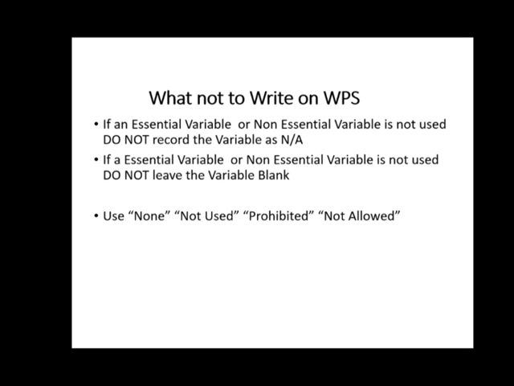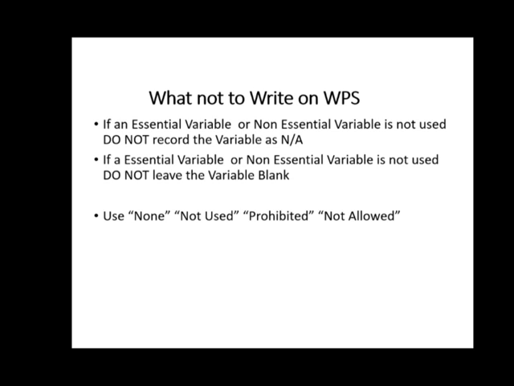What not to write on the WPS? If an essential variable or a non-essential variable is not used, do not record the variable as NA. Same if an essential or non-essential variable is not used, do not leave the variable blank. NA and blank are not acceptable responses for addressing essential and non-essential variables on a WPS. You need to use words like none, not used, prohibited, not allowed, or something else that is a definitive addressing of that variable. NA doesn't work.